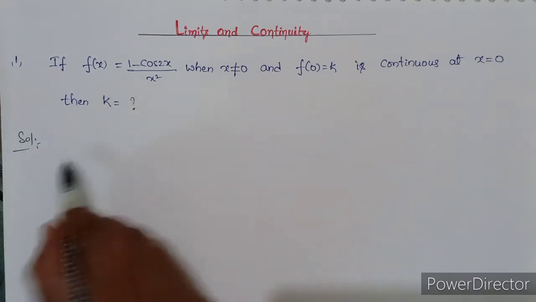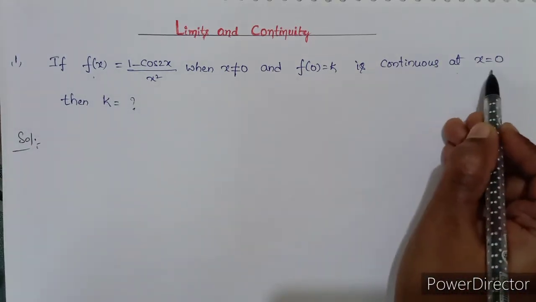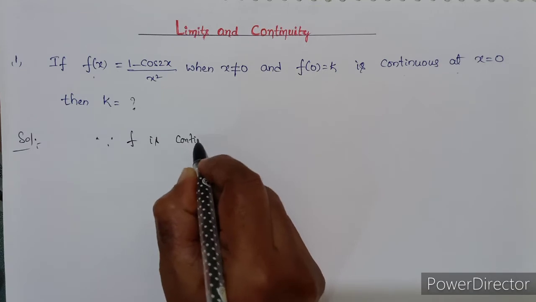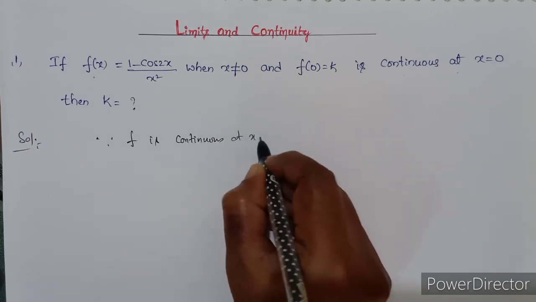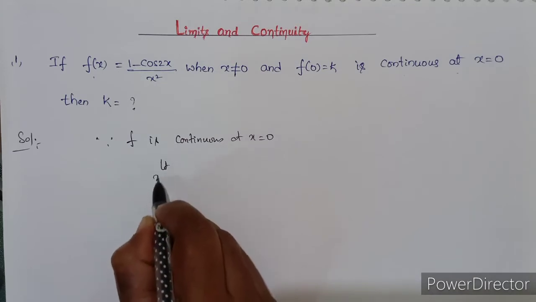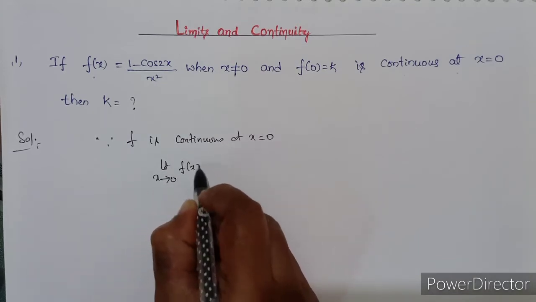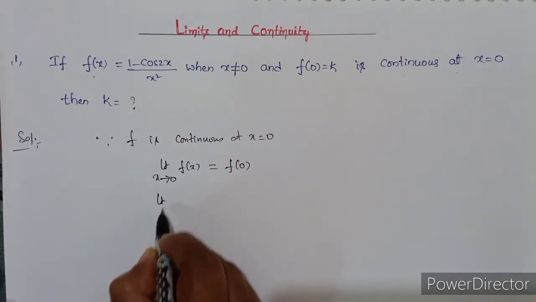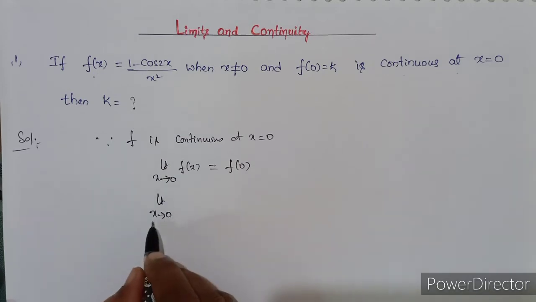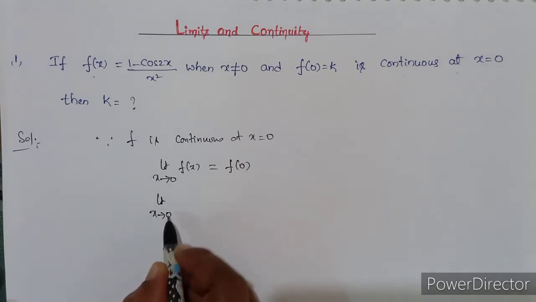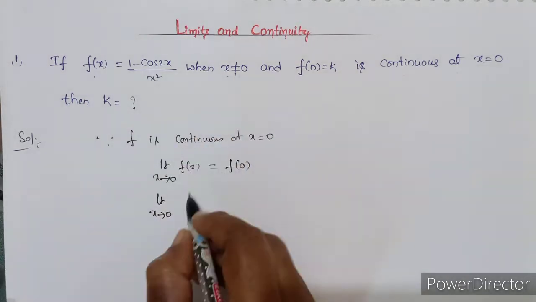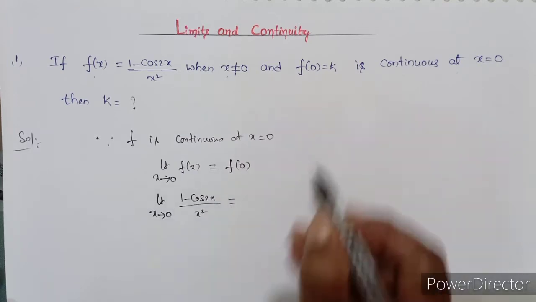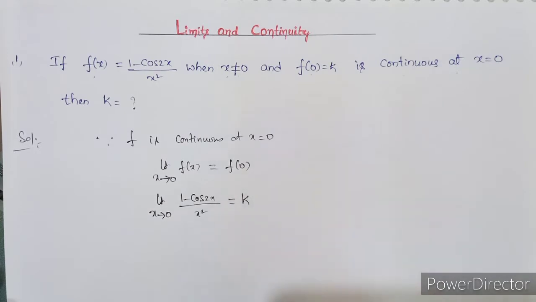In the problem, it is given f is continuous at x equal to 0. Since f is continuous at x equal to 0, by definition, limit x tends to 0 f of x is equal to f of 0. We use this definition. Limit x tends to 0, that means x is tending to 0 means x is not equal to 0. When x is not equal to 0, f of x is (1 minus cos 2x) by x square, equal to f of 0, it is given k.